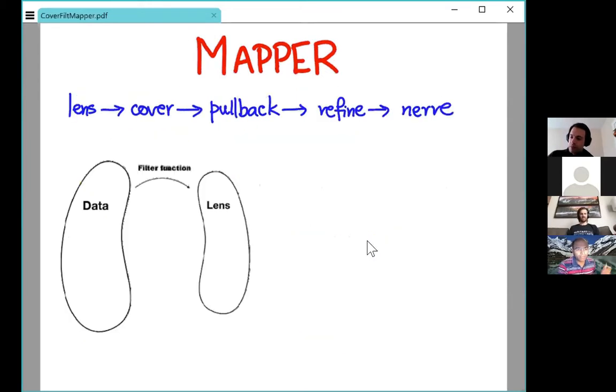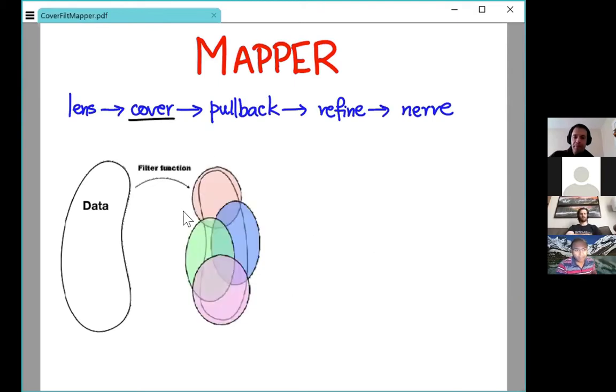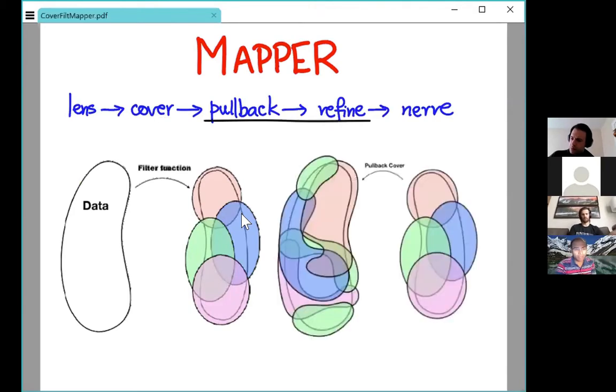Okay, so let me get into the details. Remember the pipeline: lens to cover, pull back of the cover, refine it, clustering or connected components, and then take the nerve. But now I want you to leave that notion of, when I say lens, height function or some hypercube in some high dimensions. Instead, think of the lens as just an abstract notion. I cover the lens by this abstract cover. If you want an intuition, think of movies and viewers who have rated the movies.